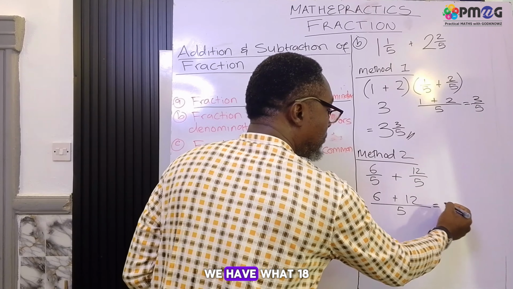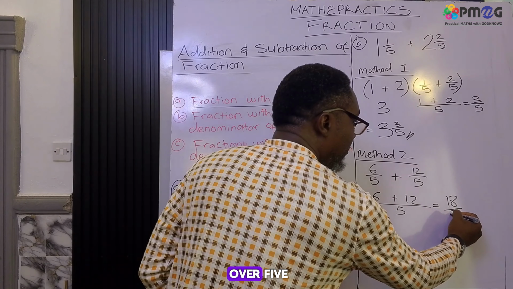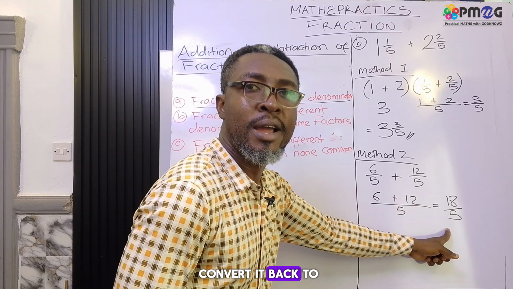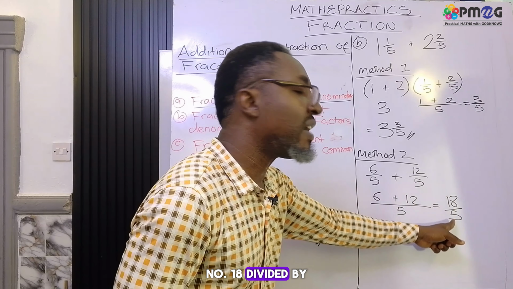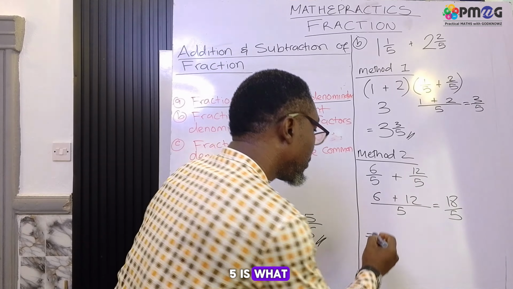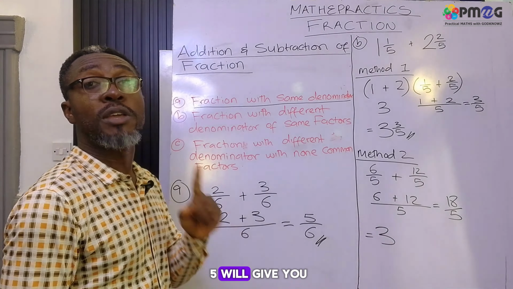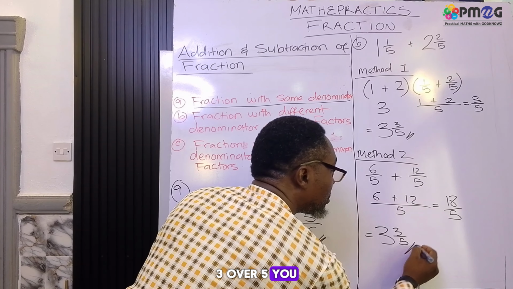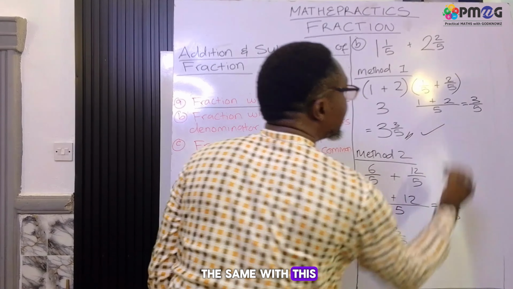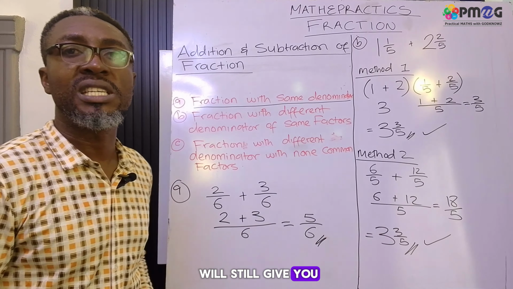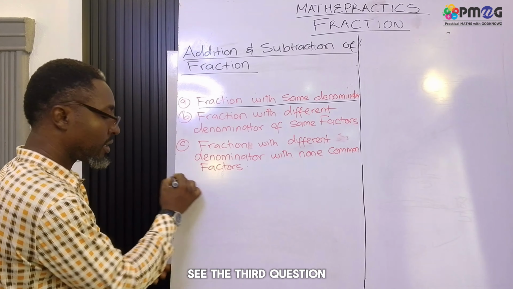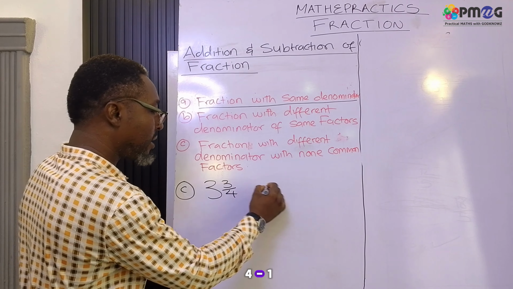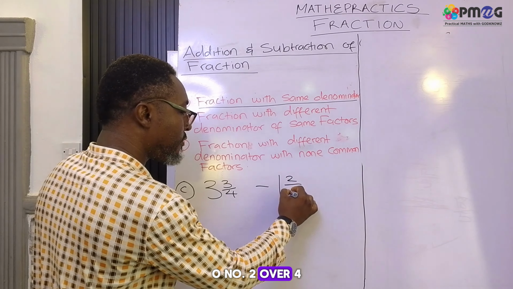And when we add, we have 18 over 5. This is an improper fraction, so we have to convert it back to a mixed number. 18 divided by 5 is 3, because 3 times 5 gives you 15, remaining 3. So 3 over 5. You can see this is the same as the first method. Any of the methods will still give you the same answer. The third question will be 3 whole number 3 over 4 minus 1 whole number 2 over 4.